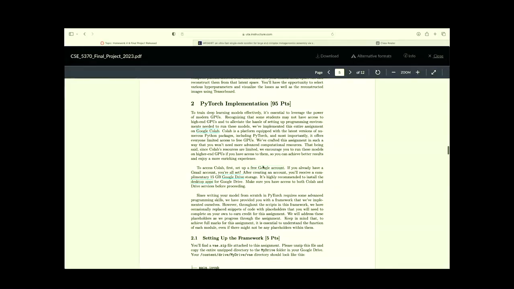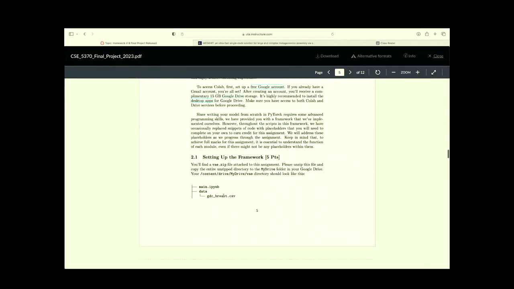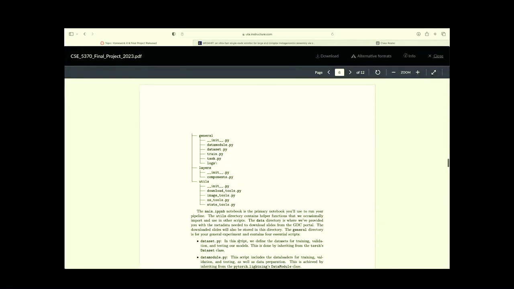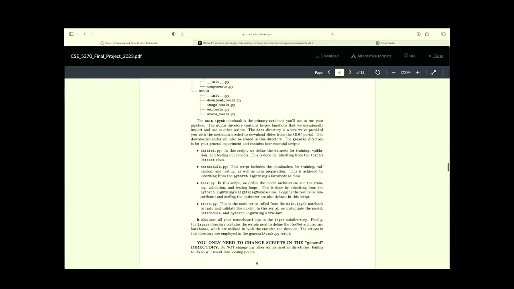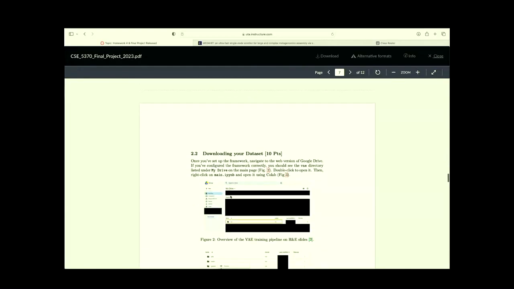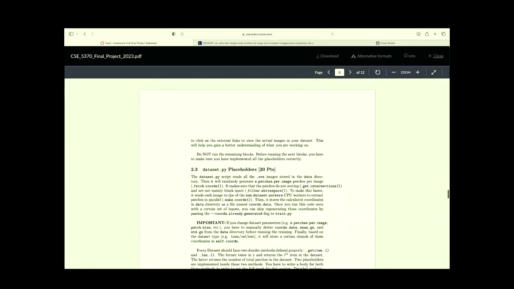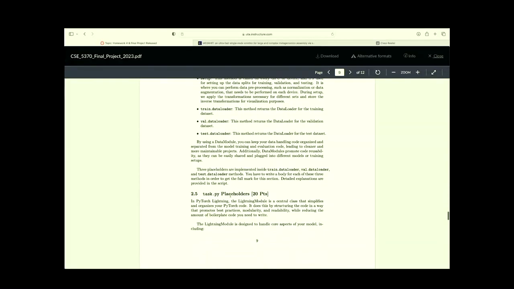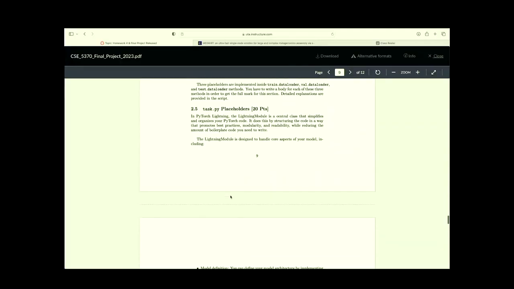So we have instructions about how to do this on Colab, what all the parts for the deep learning assignment are, and then how you get points for things. And we'll go over this all in more detail.